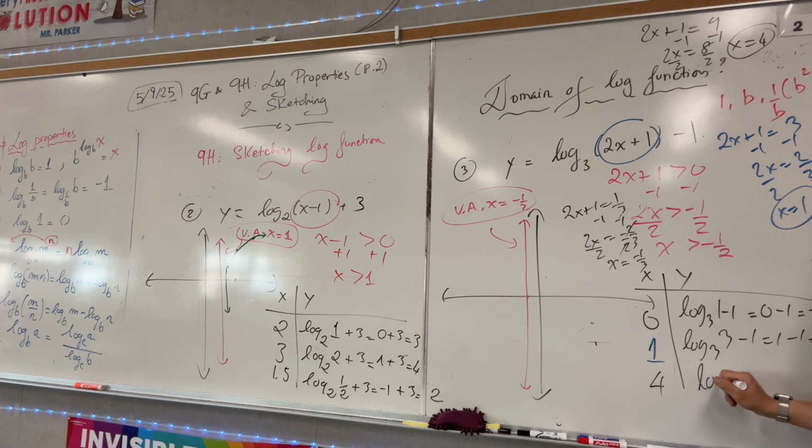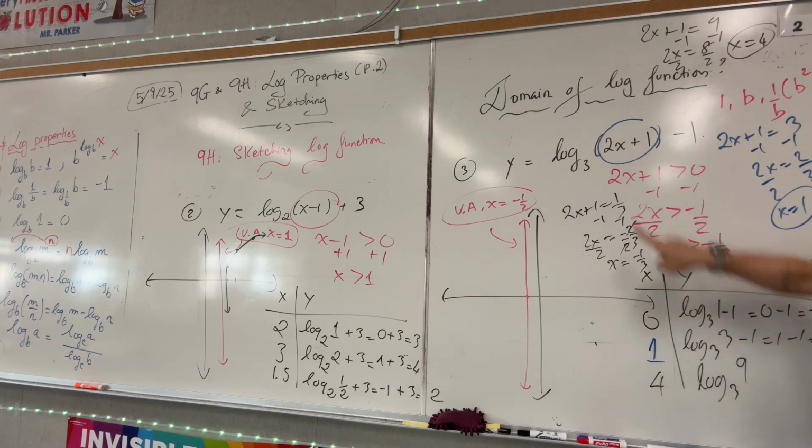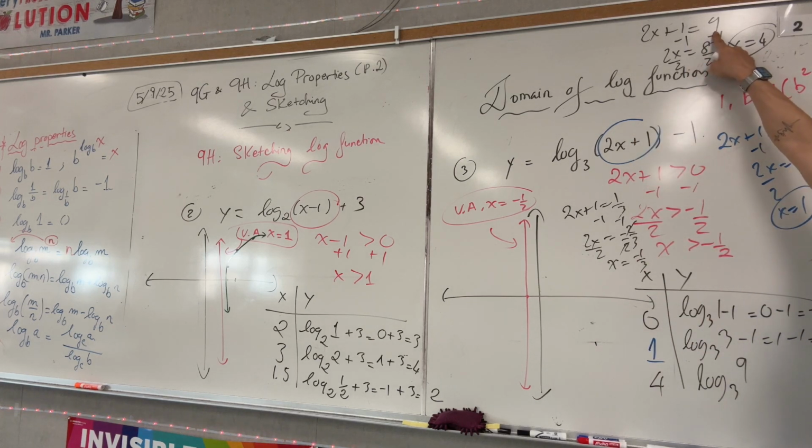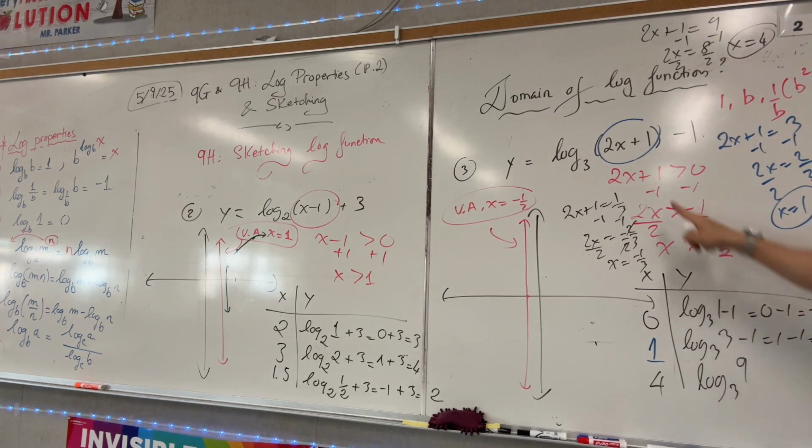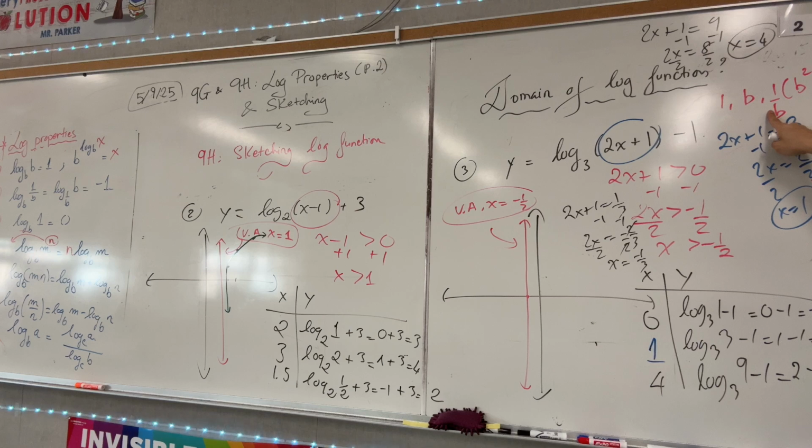And then log base 3 of, now this becomes 9, right? When you plug in 4 here, you're going to get 9. So log base 3 of 9 minus 1. Log base 3 of 9 is 2. Oh, 2 minus 1 is 1. You see that? Sometimes this one is better. If you see a lot of fractions, this one is not good. That's why I also put on the note, the step by step is 1 over b or b squared.